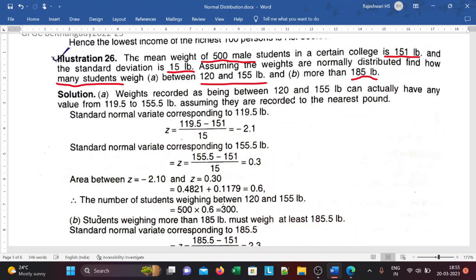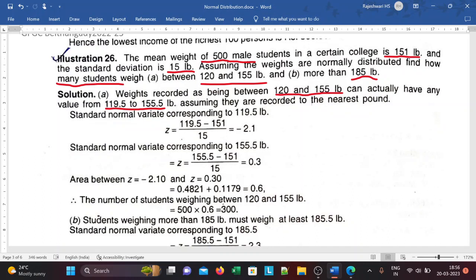So see the answer, the solution part. 120 to 155 pounds, that we are going to recognize as 119.5 to 155.5. So 120 minus 0.5, 155 plus 0.5. So remember, normal distribution takes a continuous variable, so for that we are going to make this small change.